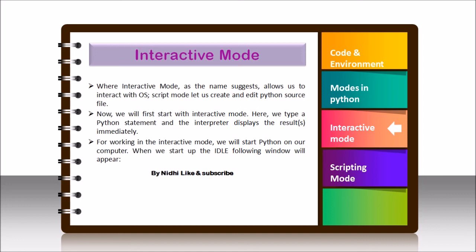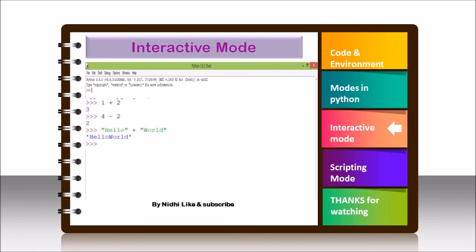So now we will first start with interactive mode, and here we can type the Python statement and then it will give us results immediately. And for working in interactive mode we will start Python on our computer. So a window will appear that shows the Python interactive mode. So here you can see the Python interactive mode. The first thing is known as the title bar, that is showing 3.6.3 Shell, and after the title bar you will find a menu bar: file, edit, shell, debug, options, window, help. These are known as the menu bar, and after the menu bar you will find a prompt sign. These three greater-than symbols are known as the prompt sign, and here we can write the code.